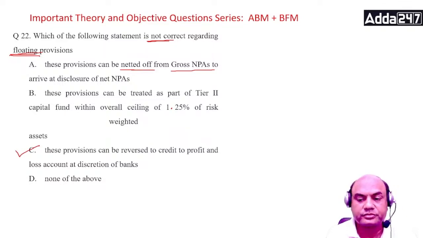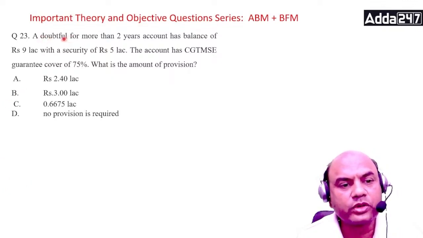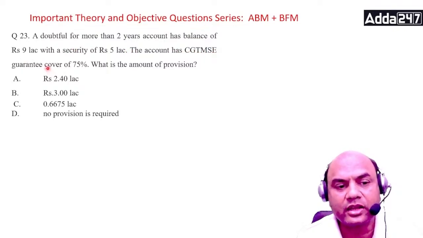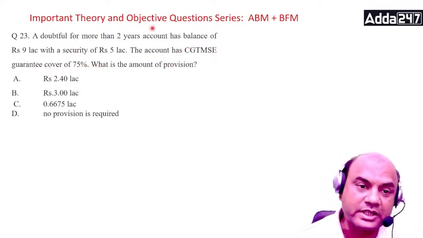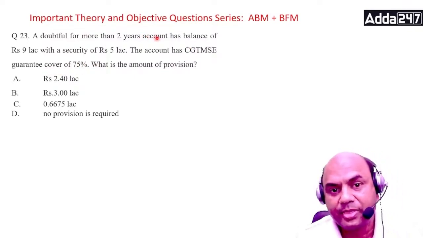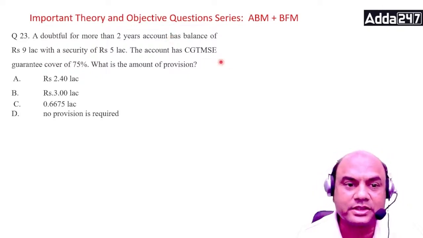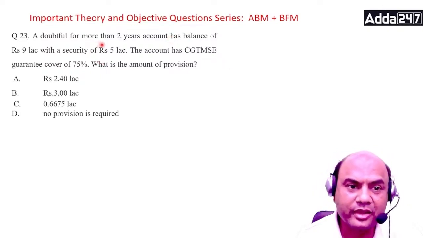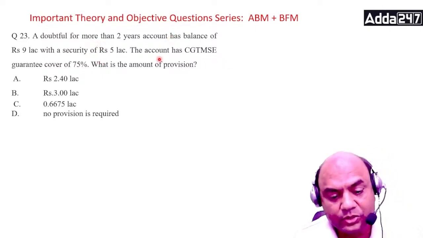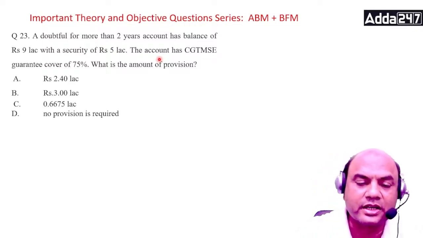Got it? A doubtful loan of more than 2 years account has a balance of 9 lakh with a security of 5 lakh. The account has CGTMSE guarantee cover of 75%. What is the amount of the provision? Now this is a calculations part, and I feel first you do it, then I'll give you the answer. Give me the answer.